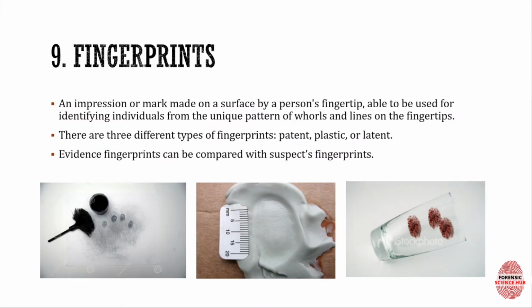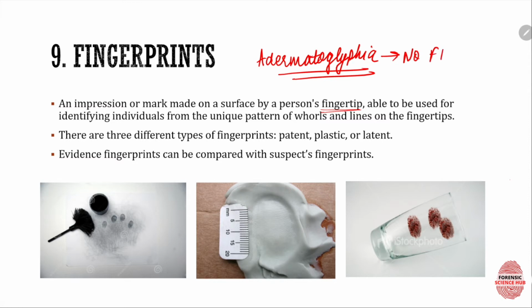Next is fingerprints. So we all have fingerprints. What is a fingerprint? Fingerprint is a kind of print that is present on the fingertips of every individual in the world except for one rare genetic disorder known as dermatoglyphia, in which there is no fingerprint present on the tips of the individual.